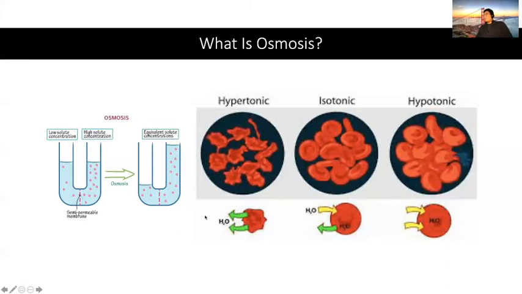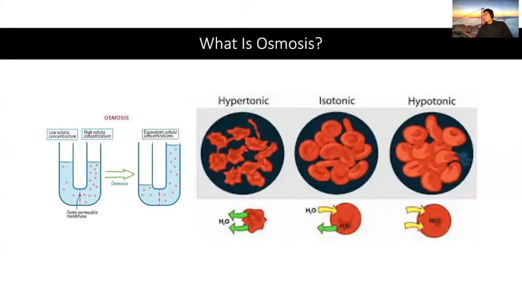So how does this affect cells? In the picture to the far right, you will see a red blood cell in an isotonic environment, where the concentration within the cell and outside the cell are the same. There will be water movement, but with no effect on the cell itself. So water goes in, water goes out. There's movement, but there's no damage sustained to the cell itself.